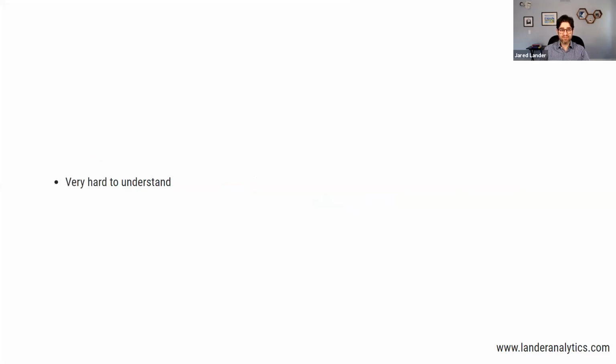The biggest problem of random forests is that they are very hard to understand. We know how they work, but not the reasoning behind those choices. And that can make people uncomfortable. They don't know what's going on.